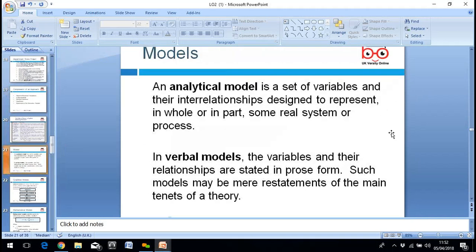An analytical model is a set of variables and their interrelationships designed to represent the whole or in part some real system or process. This is why I said it can be a small communications audit within a company. It doesn't need to be a massive operation.